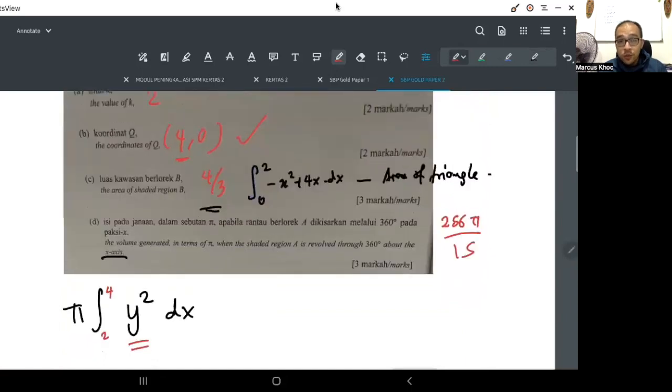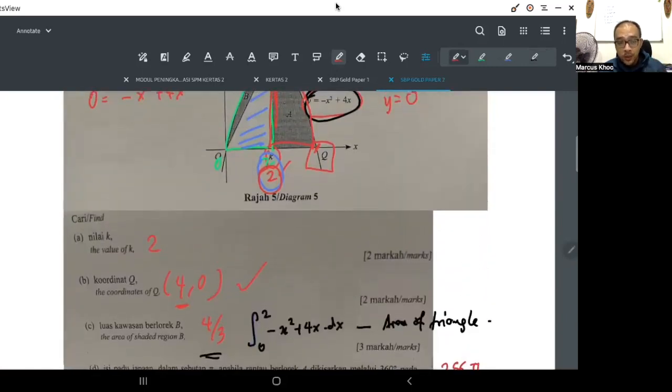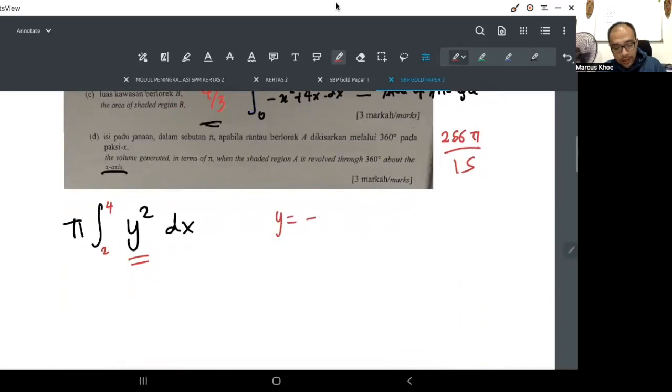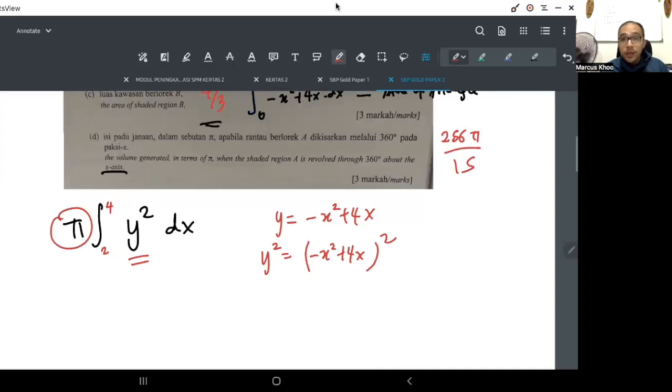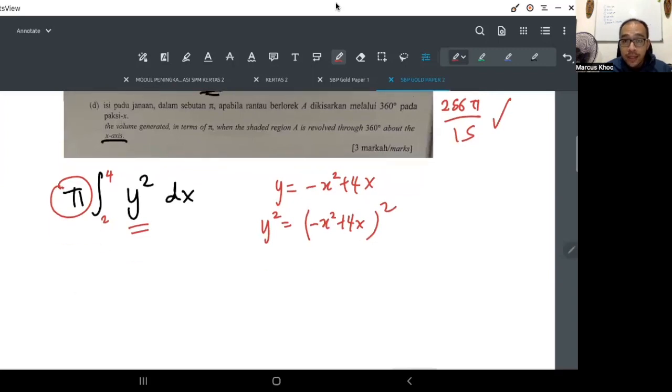What we don't have is y squared. We have only y. y equals negative x squared plus 4x. So y squared will be negative x squared plus 4x, the whole thing squared. Be a little bit careful with this, because it is going to become something very big. So do that, and don't forget to leave pi outside. Just leave pi outside. And you should be able to get 256/15 pi, which is the final answer.